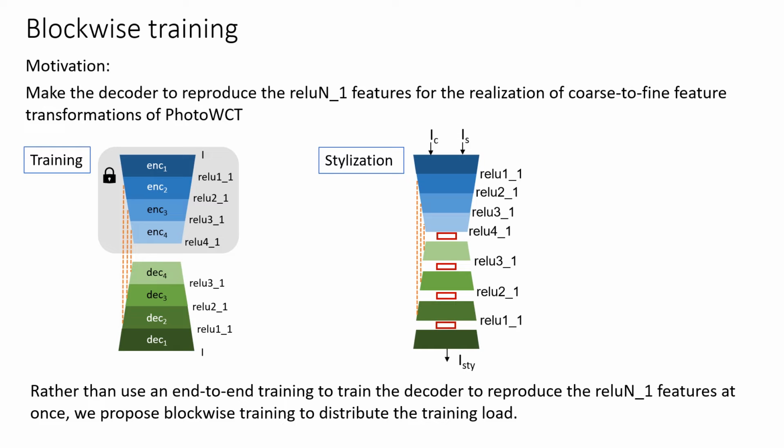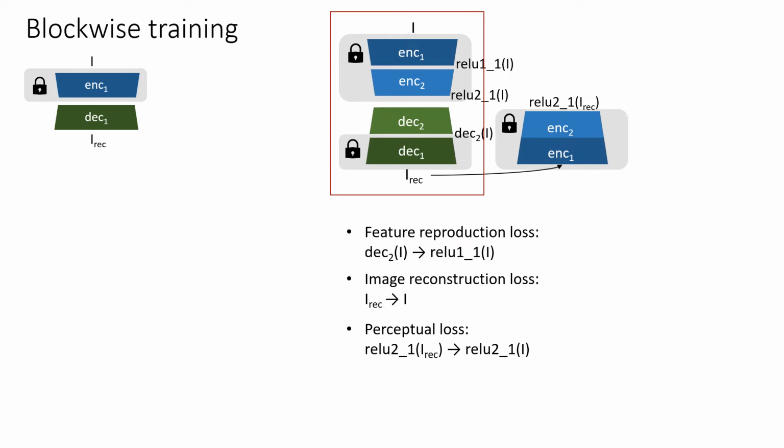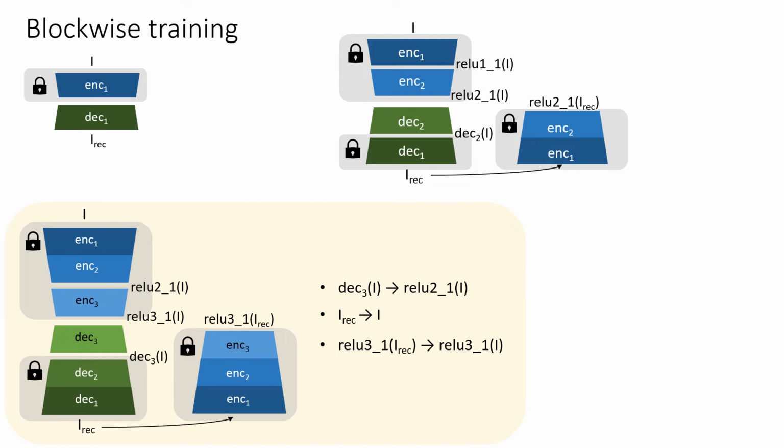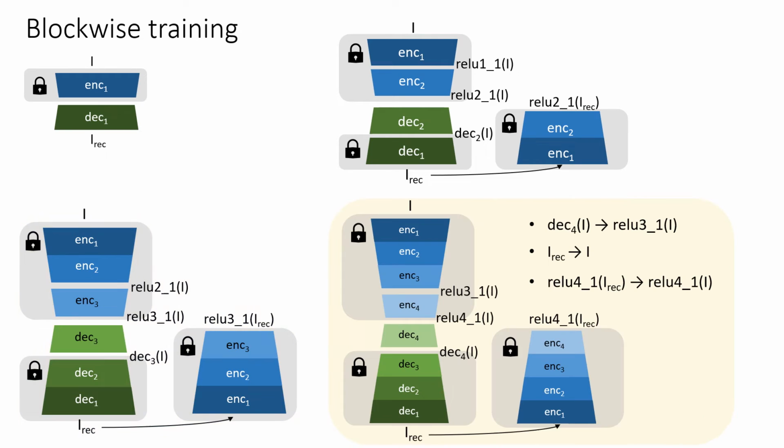To this end, we first split the encoder and the decoder into blocks. First, we train the first decoder block to reconstruct the input image. Next, we train the second decoder block to reproduce the ReLU 1_1 feature by minimizing a feature reproduction loss. Since the 4 blocks in the red box should be an autoencoder, we minimize the image reconstruction loss. To boost image reconstruction, we also minimize the perceptual loss. Next, we train the third and the fourth decoder blocks similarly to how we train the second decoder block. At the end of training, the decoder should be able to reproduce the ReLU N1 features.